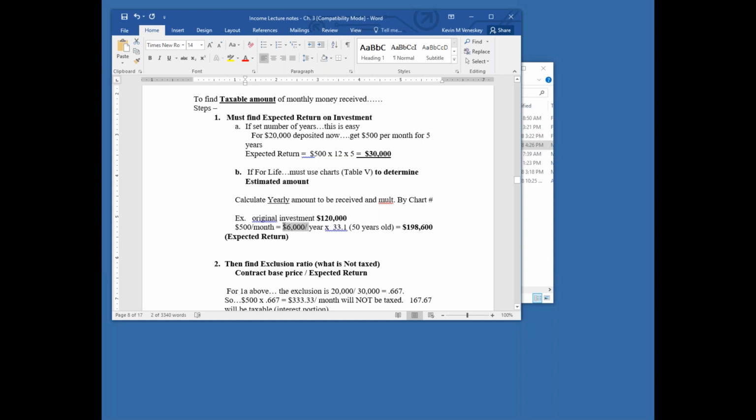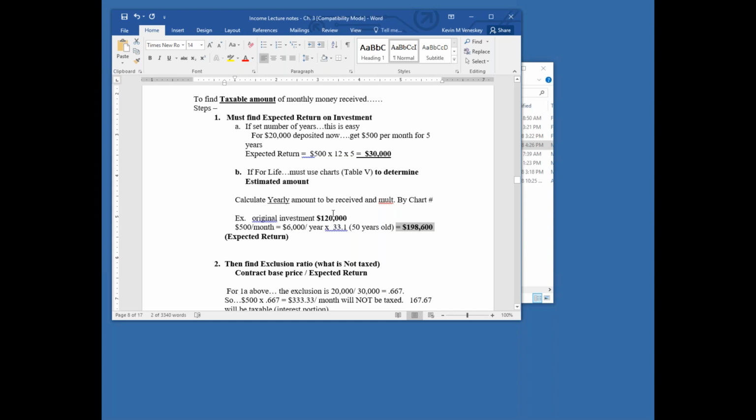So if I do it for just a year, that's $6,000. What I need to do then is figure out how long I expect to live if I'm 50 years old. And if we just use the basic charts, if we go to 11-29 for a 50-year-old, you'll see the age is 33.1 years. So they're going to tax you like you're going to live to be 83. Whether that's true or false, that's just the number you're given. And so your expected return would be $198,600. Your original investment's only $120,000.